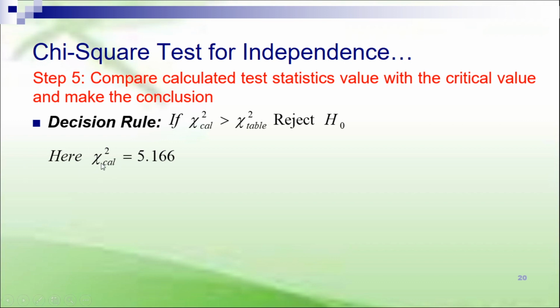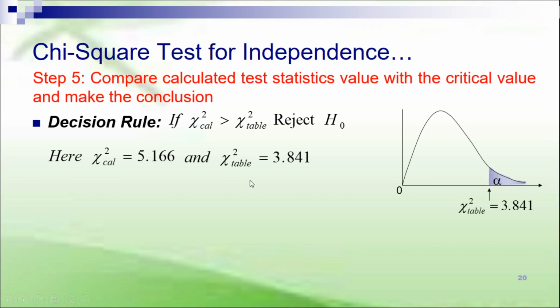In this example, our calculated value is equal to 5.166, and the table value is equal to 3.841. This is the critical value, the table value. Then you can clearly see that this value is greater than 3.841. That means this value belongs to this shaded side.